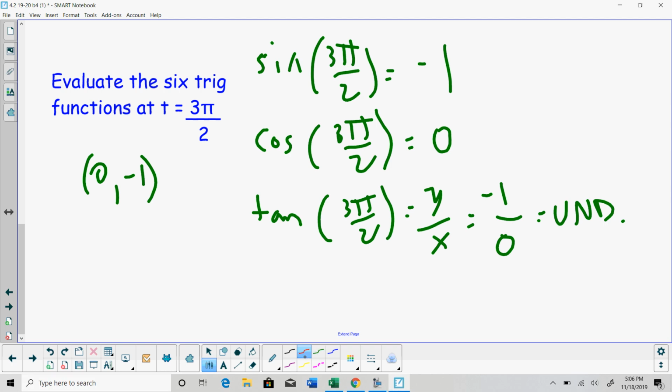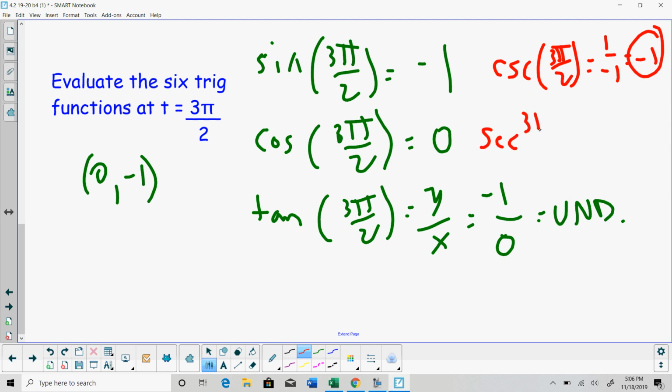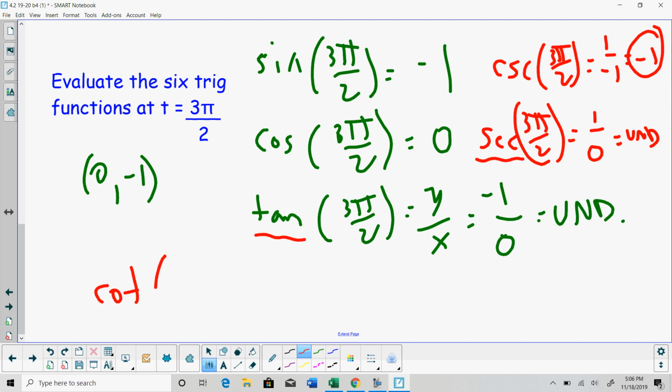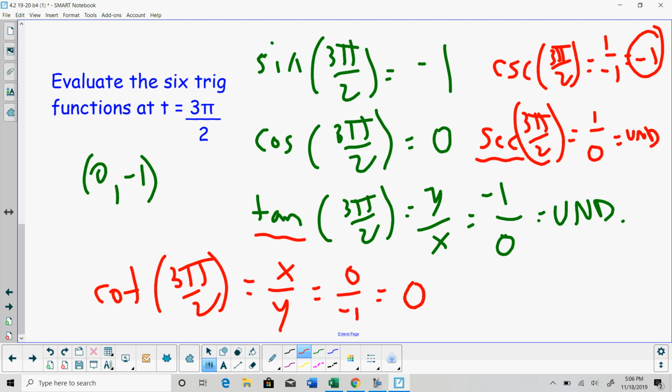All right, what about reciprocals? So the reciprocal for sine is cosecant, so the cosecant of 3 pi over 2 is going to be 1 over the y, so it's 1 over negative 1, which is still equal to negative 1. And the secant of 3 pi over 2 is equal to 1 over the x, so that's 1 over 0, and that is also undefined. So the tangent and the secant are both undefined, and we've got one more to find, and that is the cotangent. The cotangent of 3 pi over 2 is equal to the x over the y, so that gives me 0 over negative 1, which is just 0.